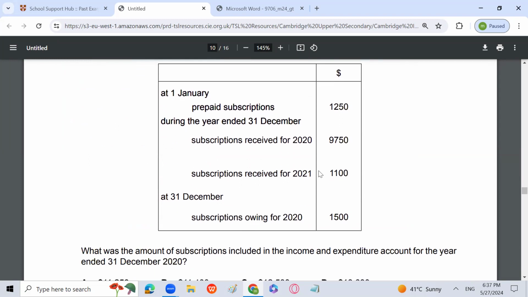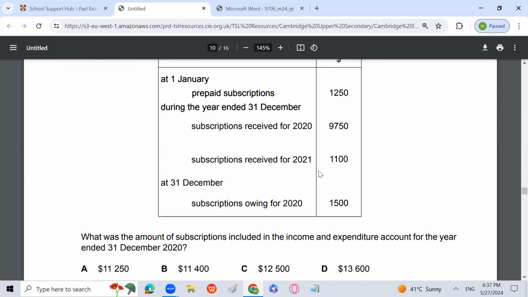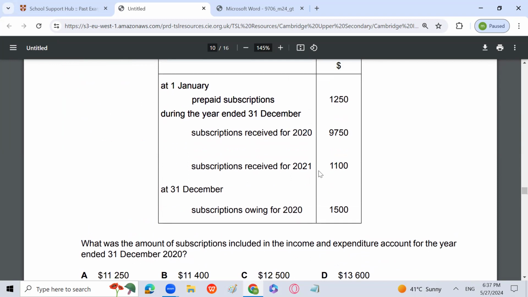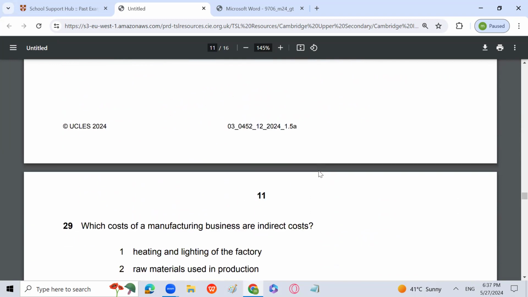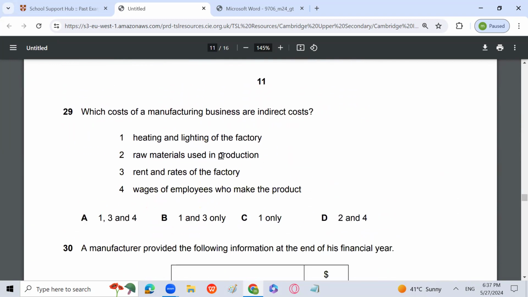A tennis club is given. What is the amount of subscription included in the income and expenditure account? You will prepare the income account and you will be able to find it quite easily.